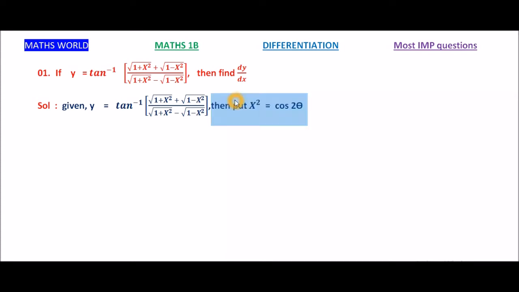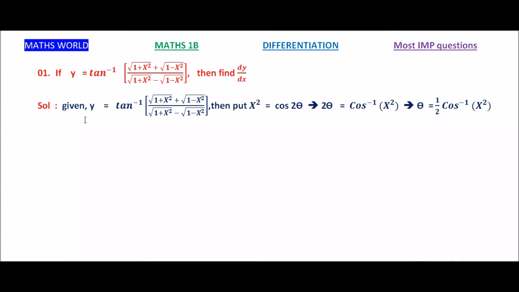Okay, then put x square is equal to cos 2 theta. Then I want the value of 2 theta. So here cos goes that side, it becomes cos inverse. So 2 theta is equal to cos inverse x square. Again I want the value of theta. It is 2 into theta. If it goes the other side, it becomes 1 by 2. So theta is equal to 1 by 2 cos inverse x square.